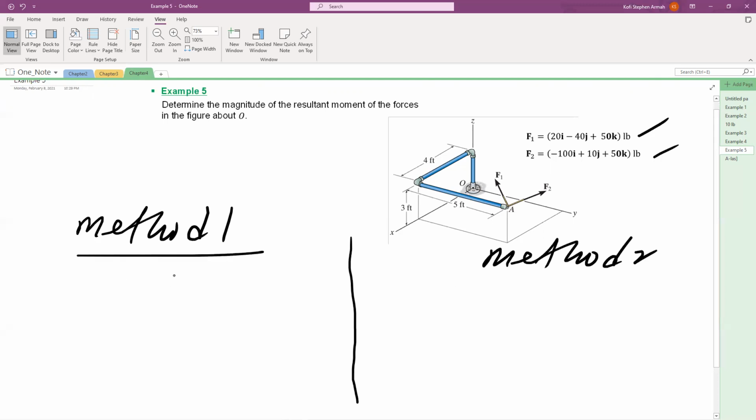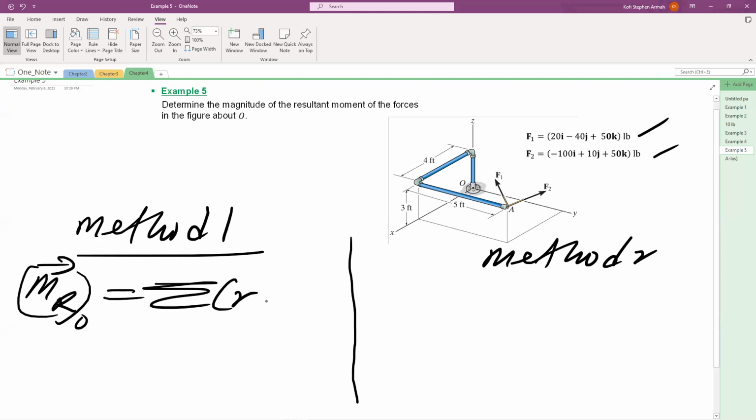Method 1, we are looking for the resultant moment about any point O. They can ask you another point O. And this is the summation, in general, because it's more than one force, of R cross F. You could use this. This is a general concept.